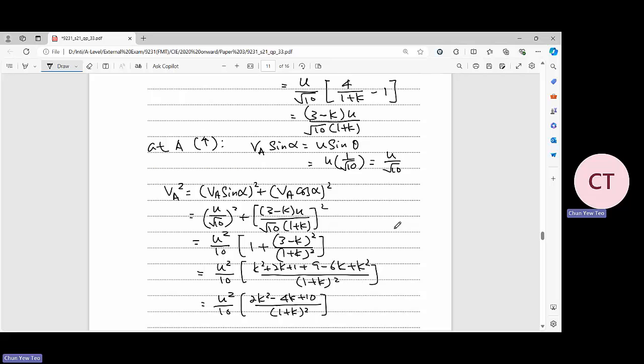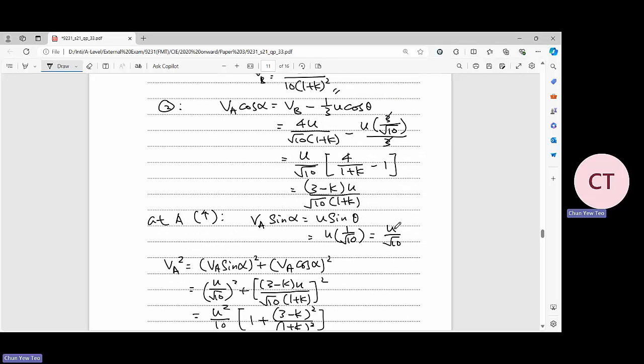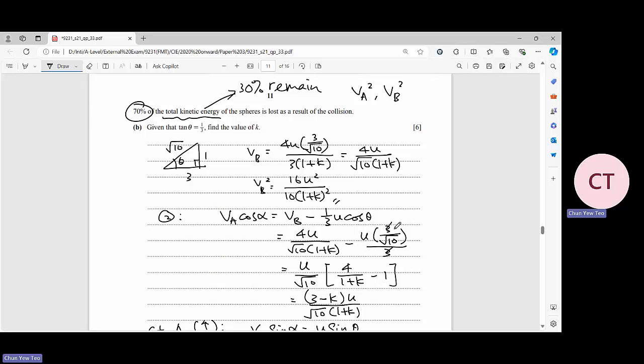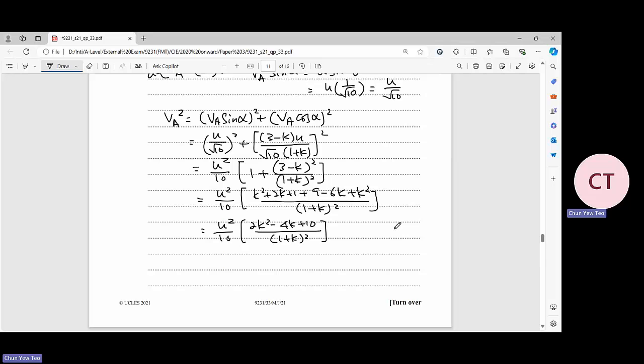Now we have a VA square, we have a VB square. We are ready to go and calculate the energy. So we have 70% of the KE lost. That means your KE final is only 30% of the KE initial. This is what is given in the question.